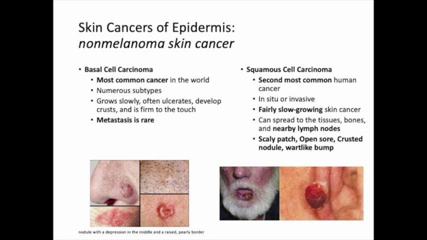If you have fair skin or you've had a lot of radiation therapy, you're probably going to be more prone for basal cell carcinoma. And if you're older, then you're also going to be more at risk for basal cell carcinoma. And it has numerous subtypes, which you don't really have to know for this class. What you do want to know is that metastasis is rare, it's slow growing. It does often ulcerate, which you can kind of see in some of these examples here, and eventually it will develop crusts. And when you feel it, it is pretty firm.